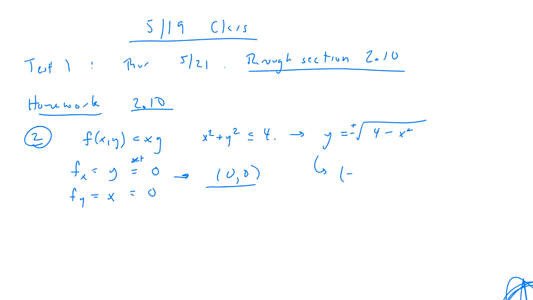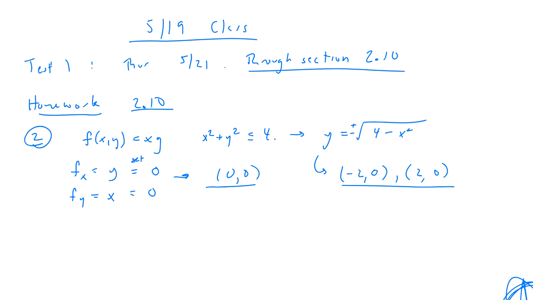Minus 2, 0, and 2, 0. If we had solved for x, then we would have gotten the endpoints 0 and plus or minus 2. So which endpoints we get will depend on which way we solve it. So critical point and endpoints.